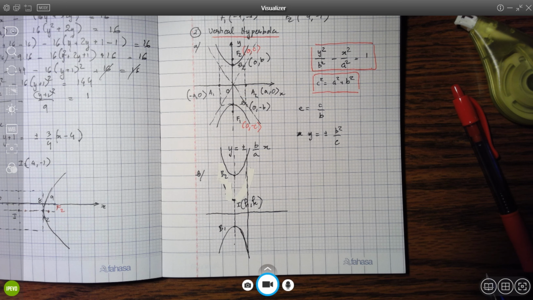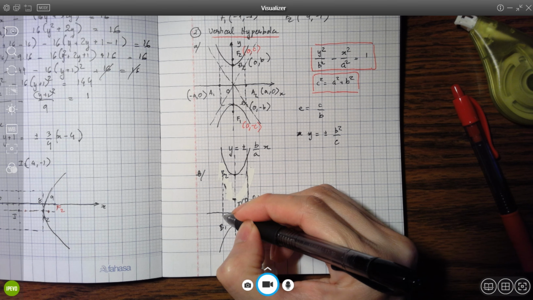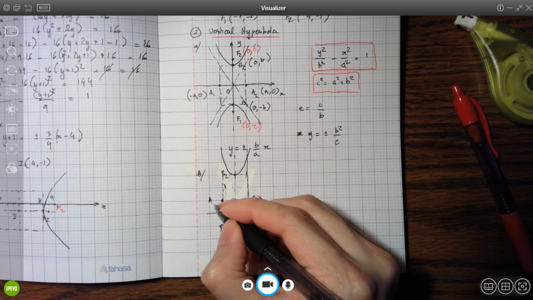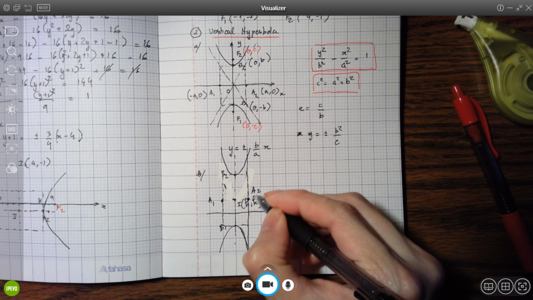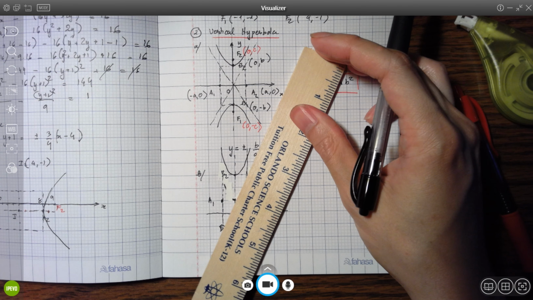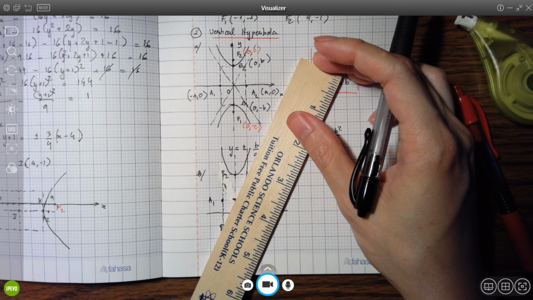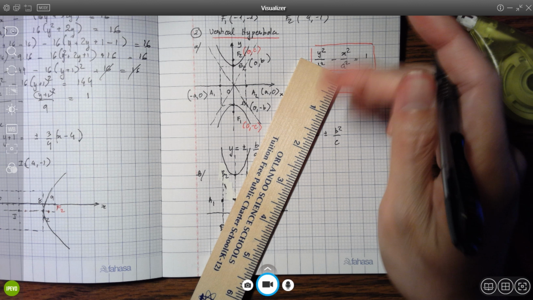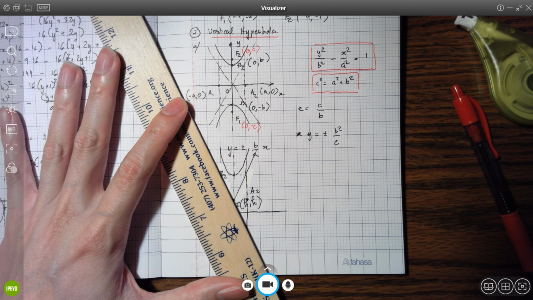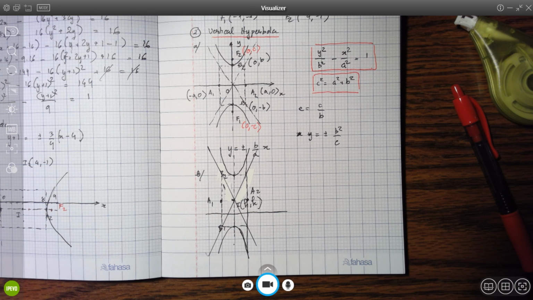Okay, and I have the center box like this. So the center box like that means our A1 is here, our A2 is here. And I have the asymptote like this. The asymptote always goes through the corner, the vertex of the box. Okay, so the asymptote like that.